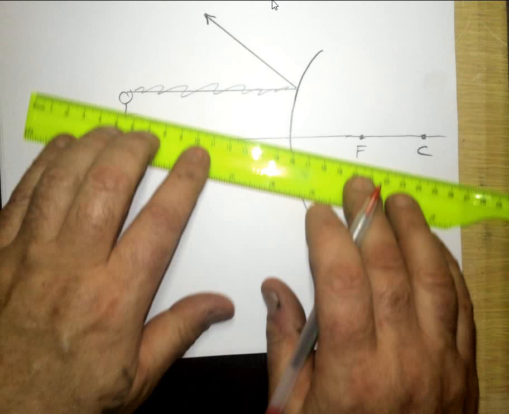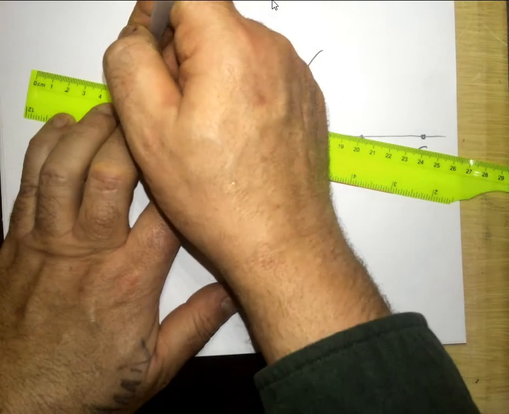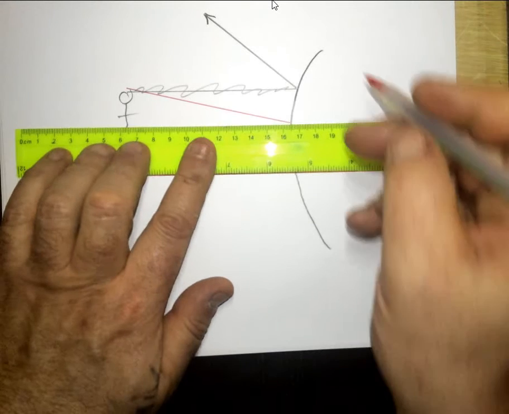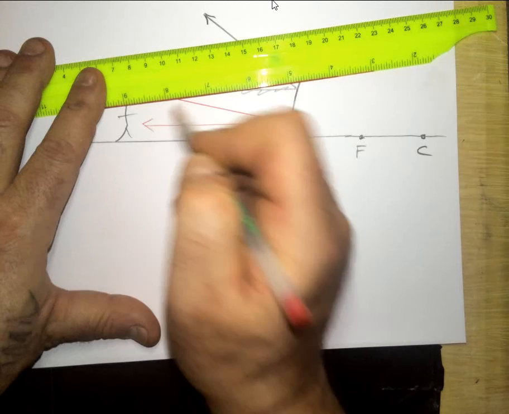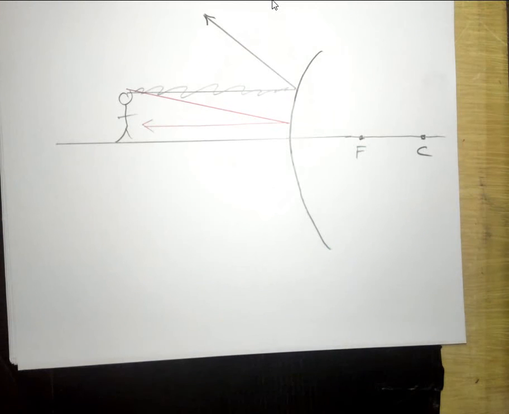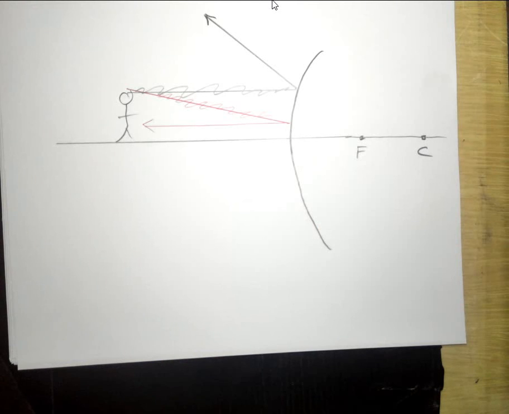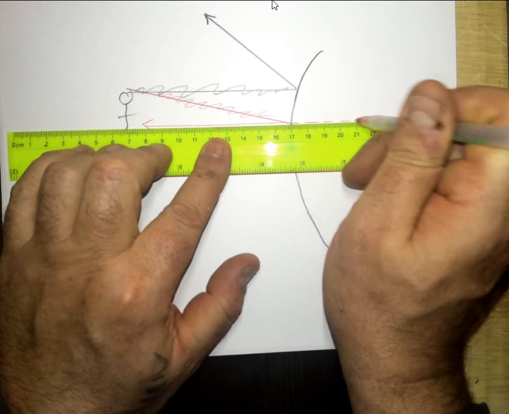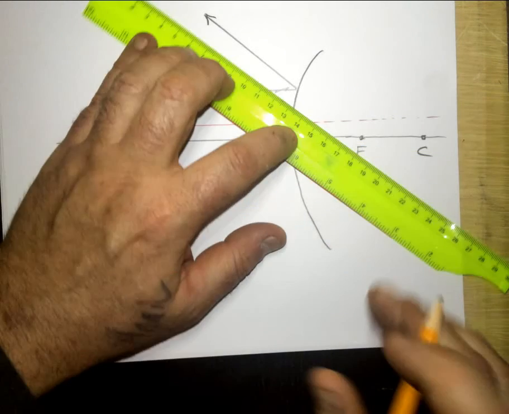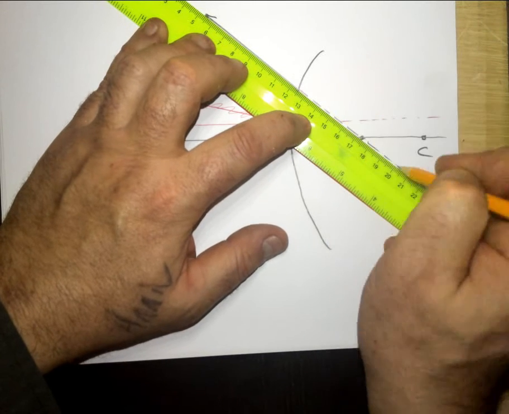Next, the ray goes from the top of the object towards the focal point. It can't get there because the mirror is in the way. It reflects off the mirror parallel to the axis. Crisscross out the incident ray once you draw the reflected ray. They don't cross, but they appear to have come from the same spot. This one appears to have come from somewhere back here. The other ray appears to come from somewhere back here. Where they crisscross, that is the image.